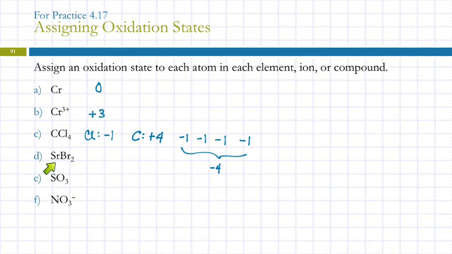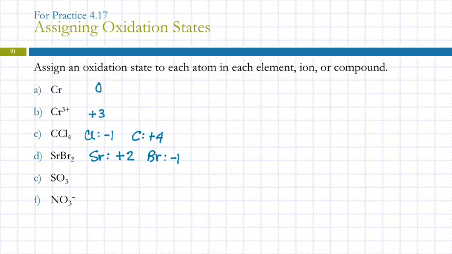SrBr2. Well, is this an ionic compound? Yeah, so let's look at the ion charges. So what's the charge on a strontium ion? +2. So the strontium is +2, and the bromide in that compound is what? -1. I'll get rid of this. So if you have monatomic ions, the charge and the oxidation state are the same.